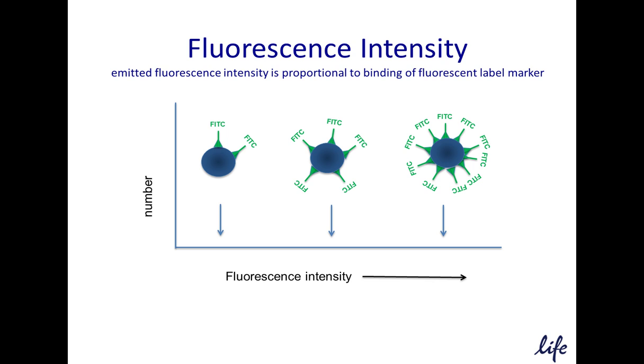So emitted fluorescence intensity is proportional to the binding of the fluorescent label or marker. In this example, I have a labeled particle with varying amounts of binding. As there is more binding of the fluorescent probe, the intensity along the x-axis increases.